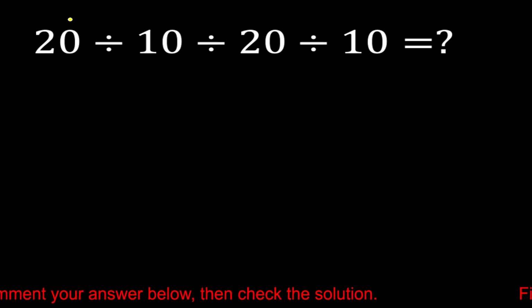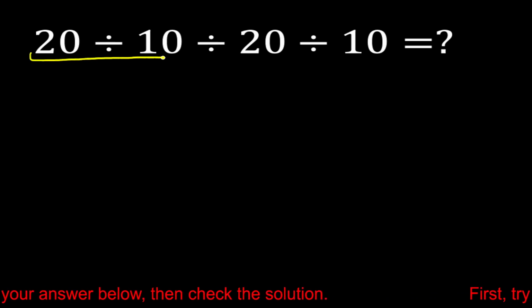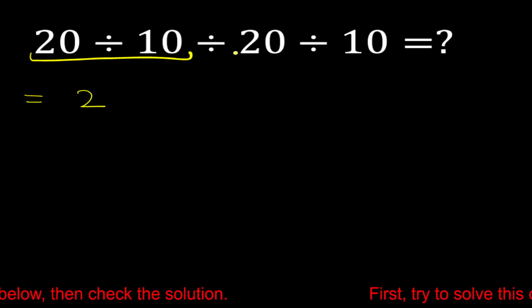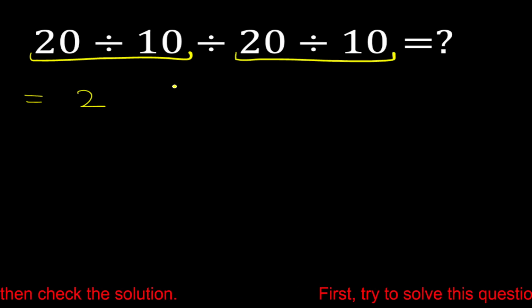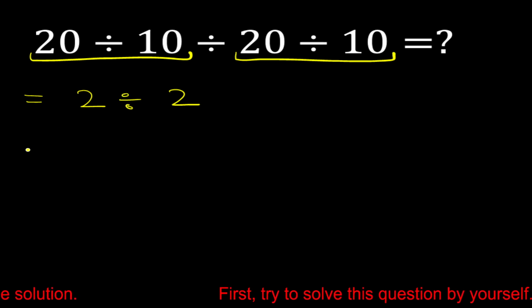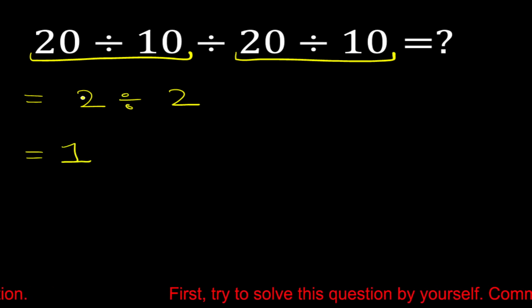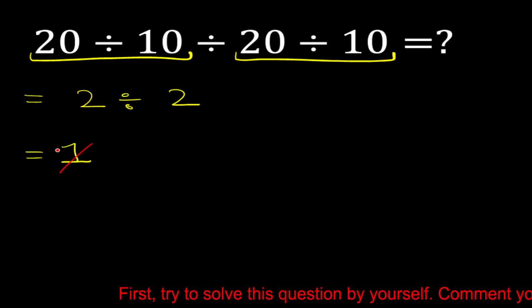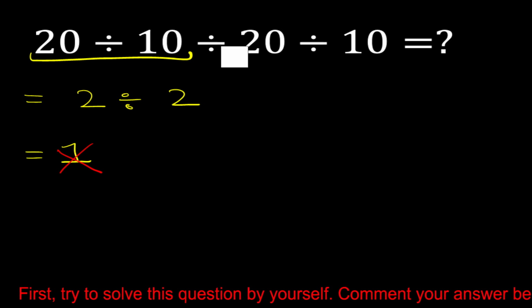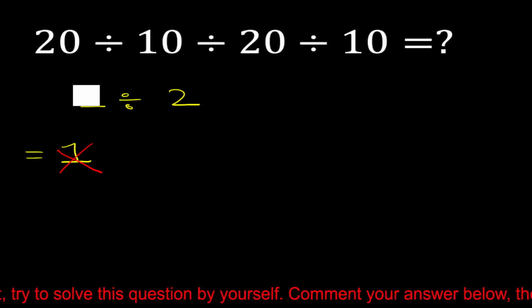So most people solve this question like 20 divided by 10 is equal to 2. Then again 20 divided by 10 is equal to 2. Now 2 divided by 2 is equal to 1. But this answer is not correct. This answer is wrong. So now let's solve this problem correctly by using the PEMDAS rule.